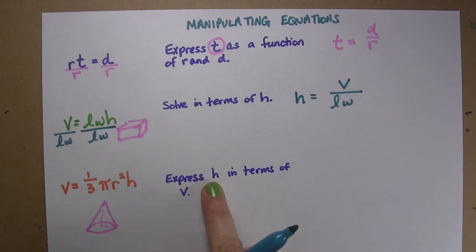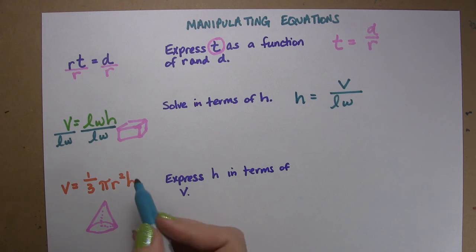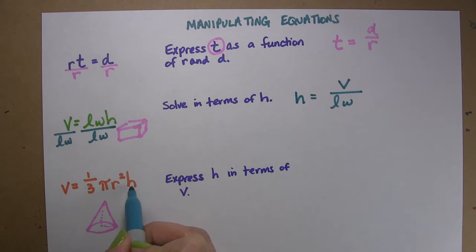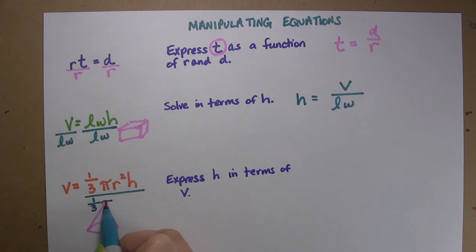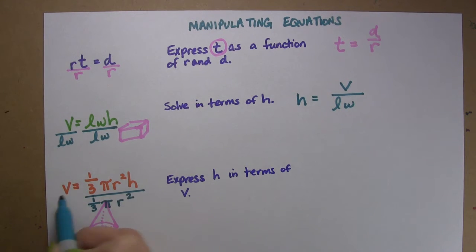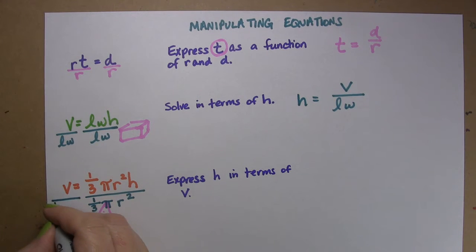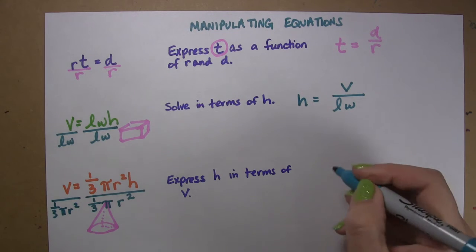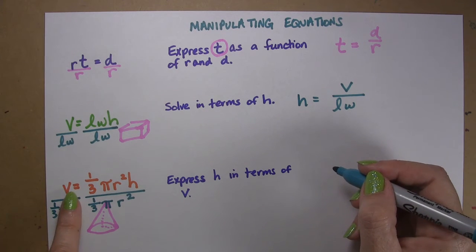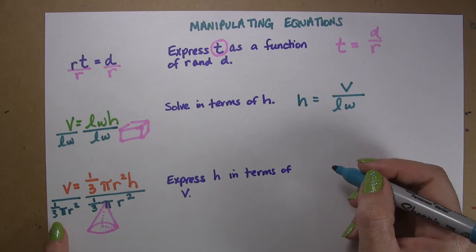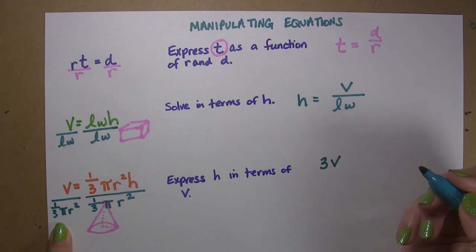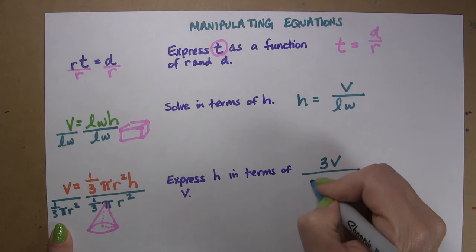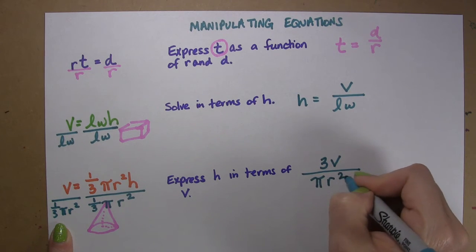Here, we're being asked to express h in terms of v. So in other words, we want to get h by itself. So we have to divide by 1/3 by pi and by r squared. And if we do it to that side of the equation, we have to do it to the other. Now, the thing that makes this a little bit tricky is that we have a v divided by a 1/3, which is the same thing as 3v divided by pi r squared.